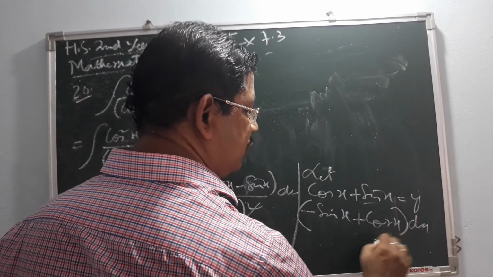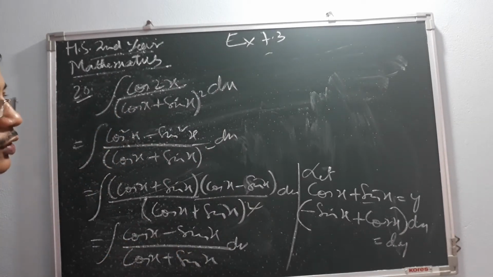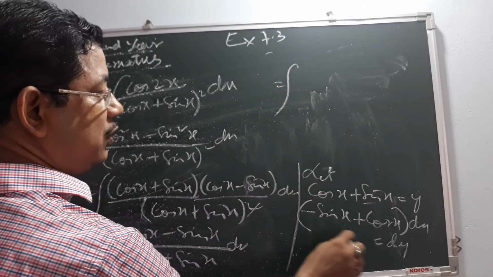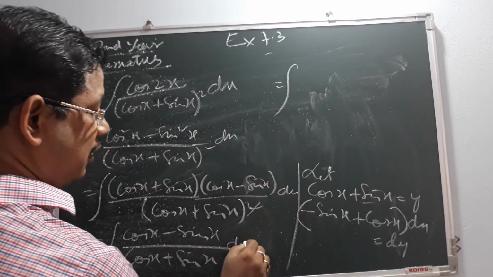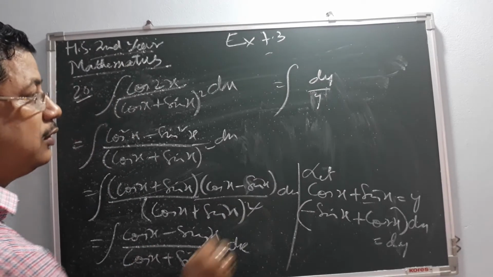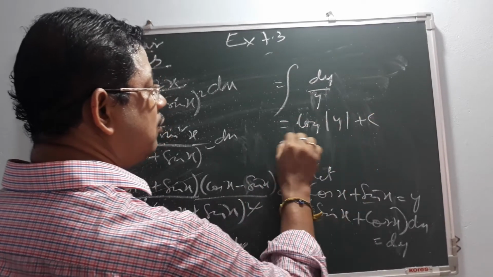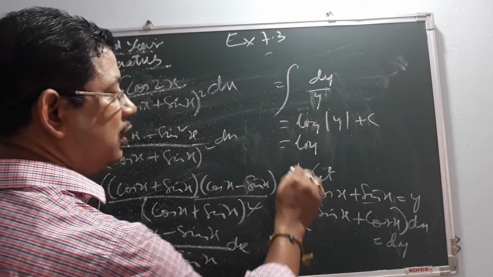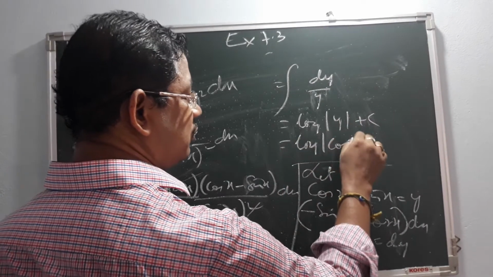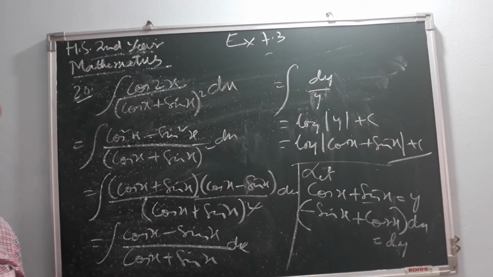This dx is equal to dy. It means the numerator is the differentiation of the denominator. So we can write this numerator term as dy, and the denominator is only y. So we take the log modulus y plus c. Log modulus y means here log modulus cos x plus sin x plus c. So this is our sum.